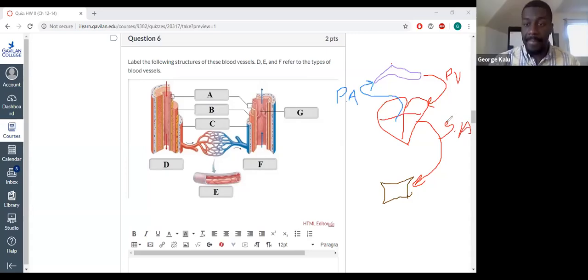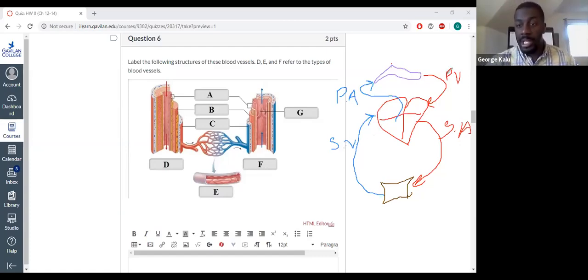Once the oxygenated blood goes to the rest of your body tissues, you're going to be delivering oxygen and then picking up carbon dioxide. And then that blood is eventually going to become deoxygenated and it's going to return back to the heart in the right atrium through the systemic veins.